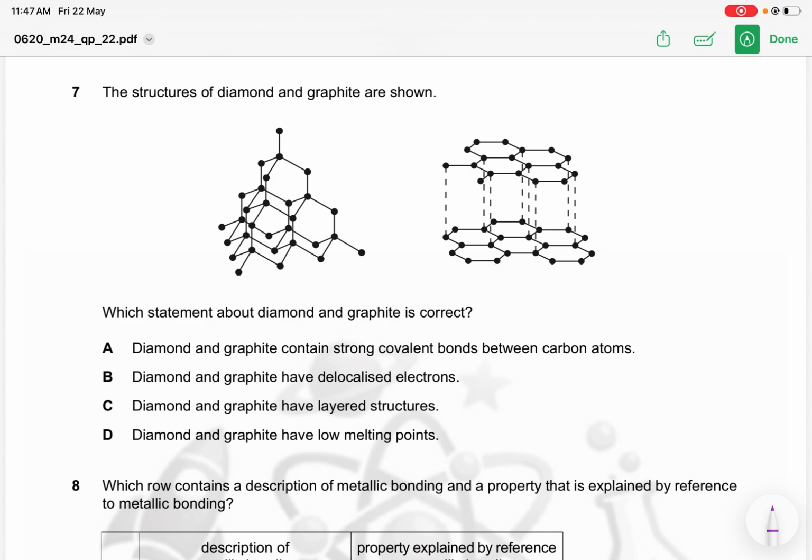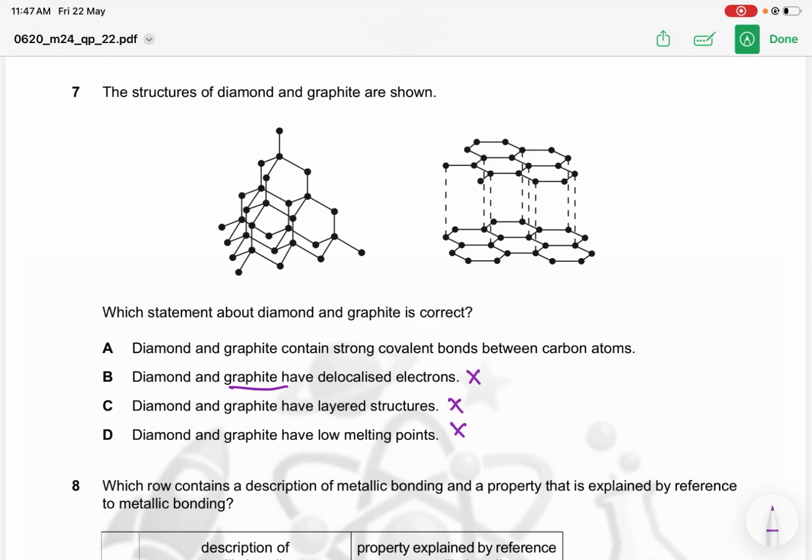Here, if we consider D, of course, both diamond and graphite are giant covalent structures, so they have high melting points. D is wrong. Diamond and graphite have layered structures. Diamond does not have, but yes, graphite has layered structures, okay, but diamond does not, so this is also wrong. Diamond and graphite have delocalized electrons. No, it is only graphite that has delocalized electrons, because graphite conducts electricity, but diamond does not. So that is also wrong.